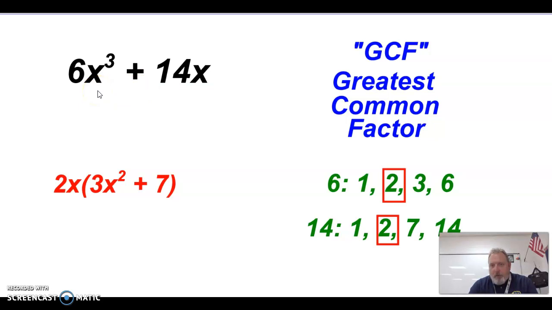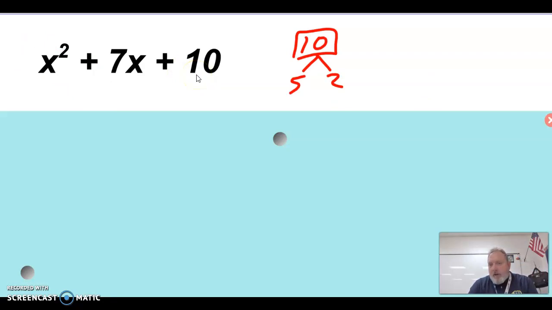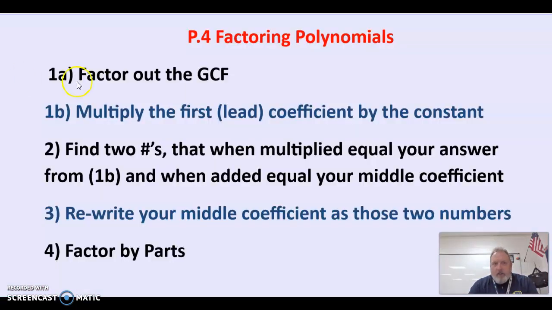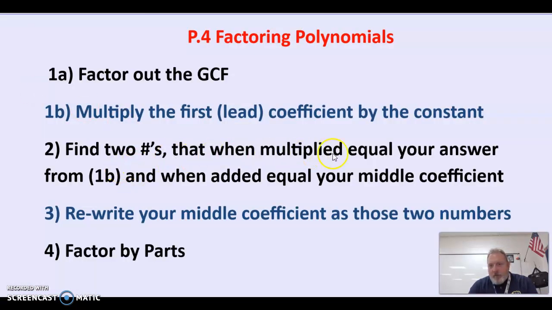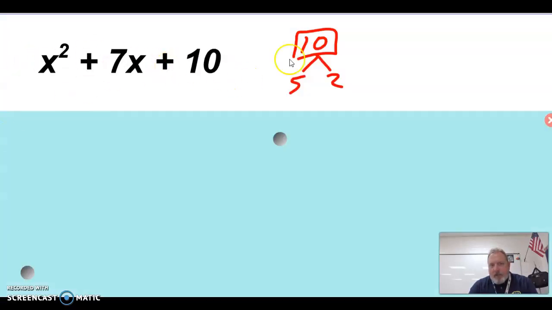Now we're going to look at a trinomial where we follow through all these steps. So here we go. X squared plus 7x plus 10. There is no greatest common factor. So then our next step, according to our slides, multiply the lead coefficient by the constant. So what does that mean? Our lead coefficient here, we have a 1x squared, so 1 times the constant. 1 times 10 is 10. Two numbers that multiply to equal 10 and add up to that middle coefficient, 7. Well, those two numbers are 5 and 2.